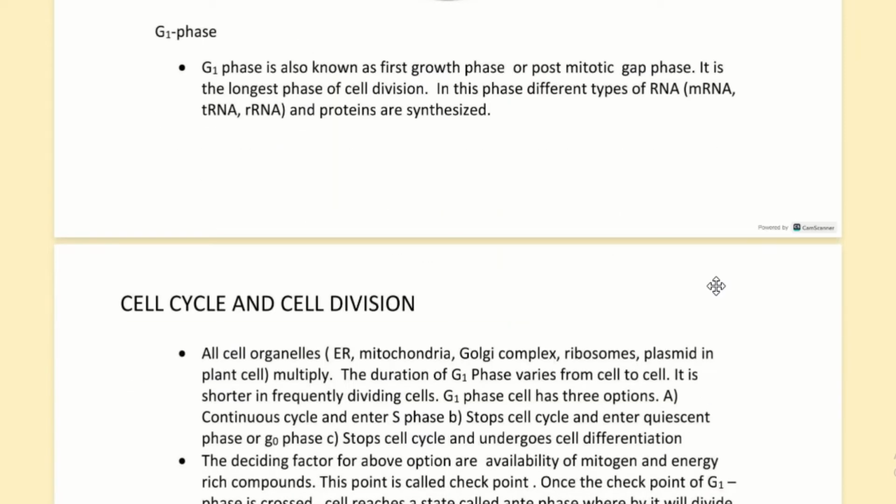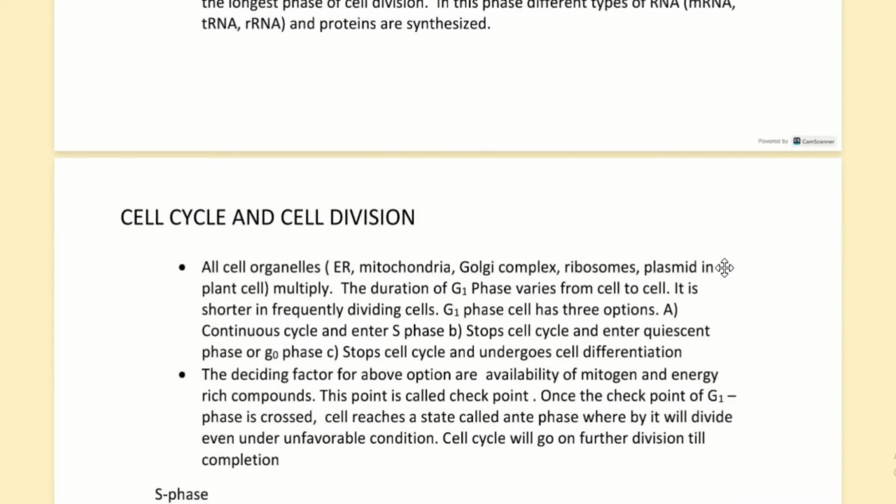What happens in G1 phase? G1 phase is also known as the first growth phase or post-mitotic gap phase. It is the longest phase of the cell cycle. In this phase, different types of RNA, for example mRNA, tRNA, rRNA, and proteins are synthesized. All cell organelles, mitochondria, ER (endoplasmic reticulum), Golgi complex, ribosomes, and plastids multiply. The duration of G1 phase varies from cell to cell. It is shorter in frequently dividing cells.